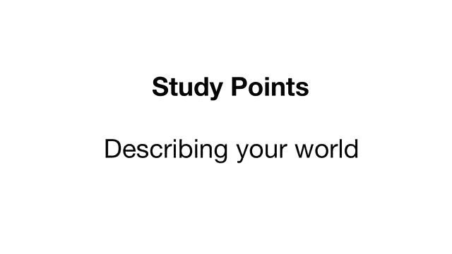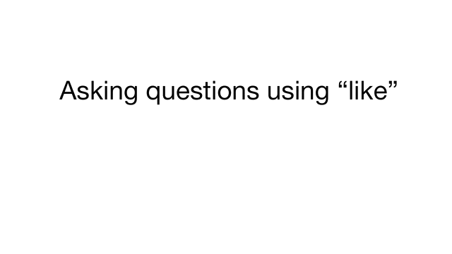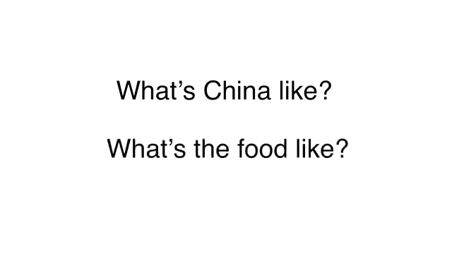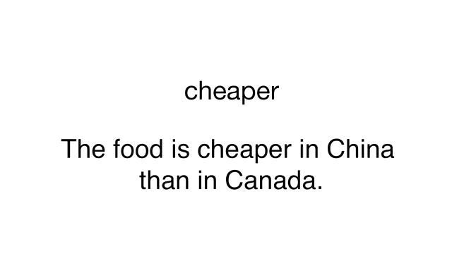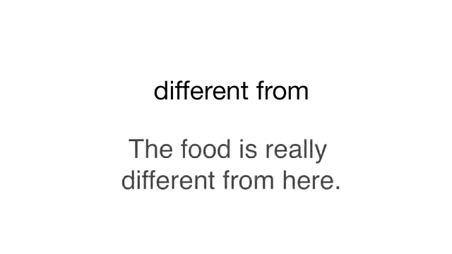As we go through life, we describe things all the time. In today's lesson, we're going to learn how to ask questions using like. What's China like? What's the food like? We're also going to talk about how to answer these questions. We're going to make comparisons by adding ER onto an adjective, like cheaper. The food is cheaper in China than in Canada. And we'll learn how to use different from, like in this sentence. The food is really different from here.